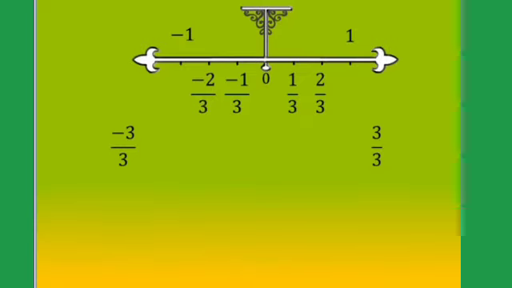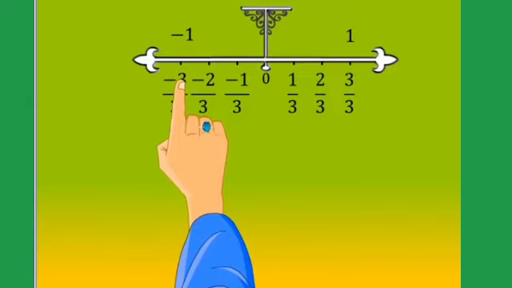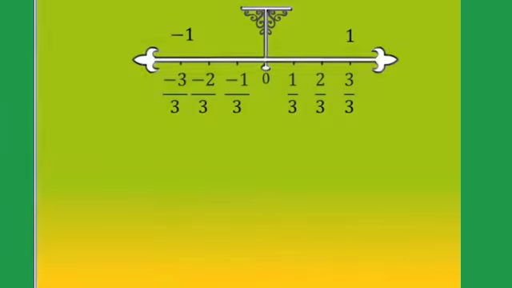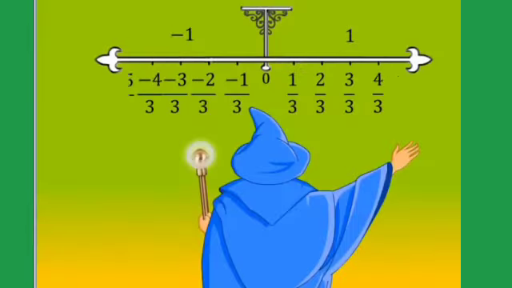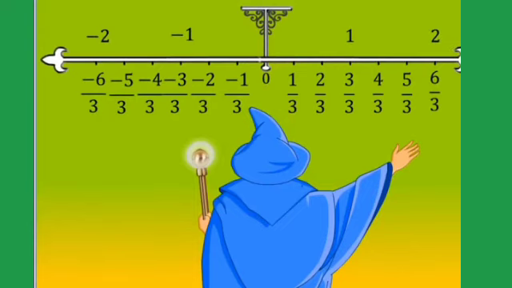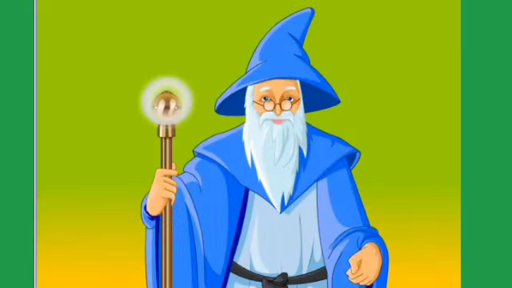The rational number 3 divided by 3 actually just represents the number 1. Thus, it occupies the same place as the positive integer 1 on the number line. Similarly, the rational number minus 3 divided by 3 actually represents the number minus 1. Thus, it occupies the same place as the negative integer minus 1 on the number line. Similarly, you can mark more rational numbers on the number line. Draw your own number line and practice.